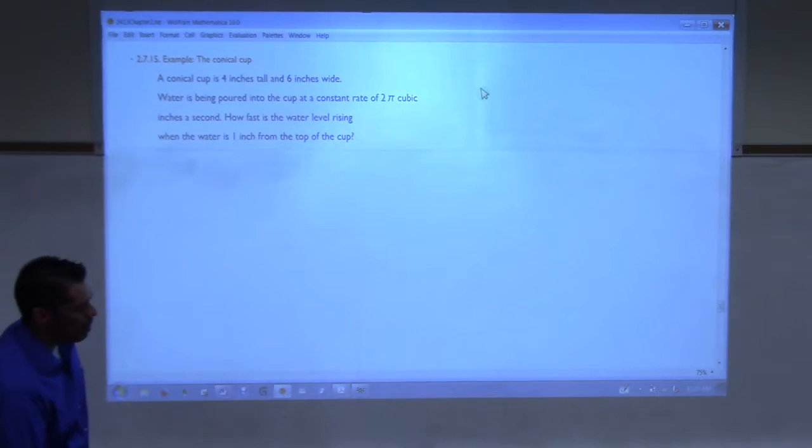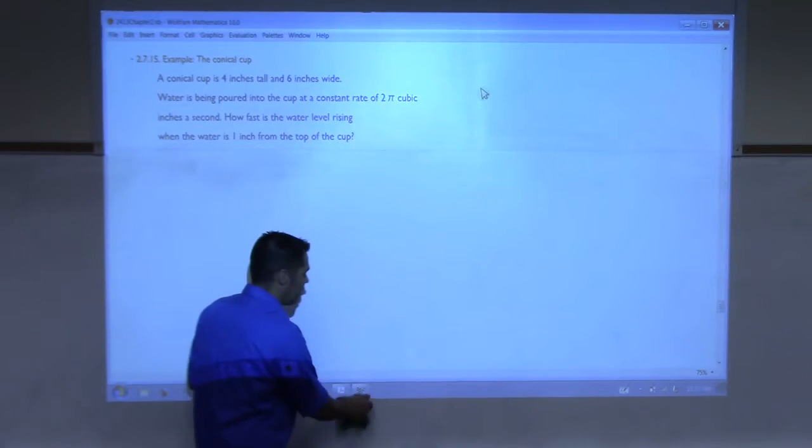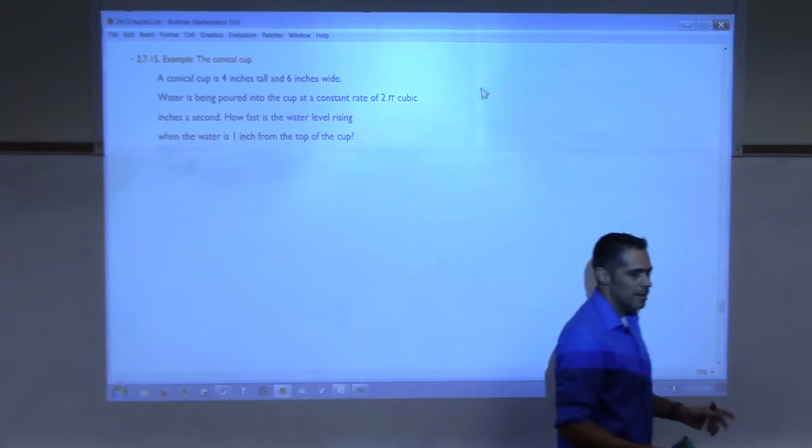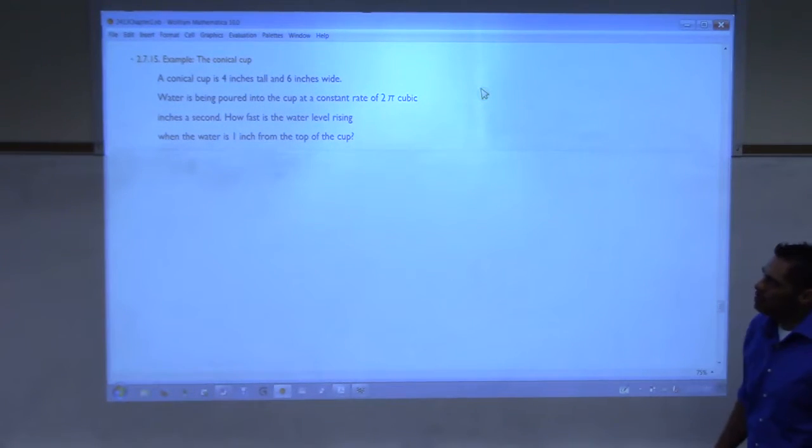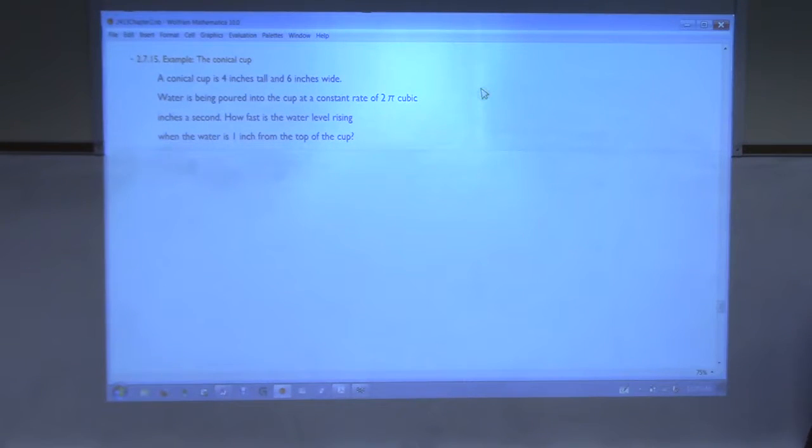Another classic problem. By the way, all these problems I'm giving you are classic problems, all right? Someone who takes Cal 1 will talk about the cone and the water being poured in the cone. Everyone knows what I'm saying when you take Cal 1. All right, a conical cup is 4 inches tall and 6 inches wide.